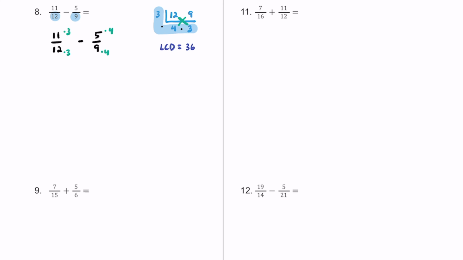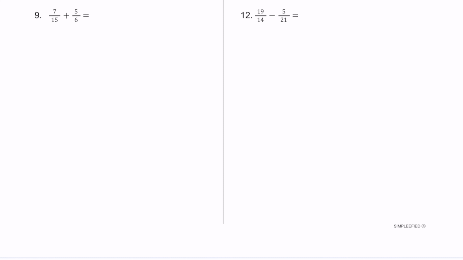New fractions are going to be 11 times 3 is 33 over 36. And 5 times 4 is going to be 20, so it's going to be 20 over 36. We do have common denominators, so we can go ahead and subtract. 33 minus 20 is going to be 13. So we're going to have 13 over 36 for our difference.